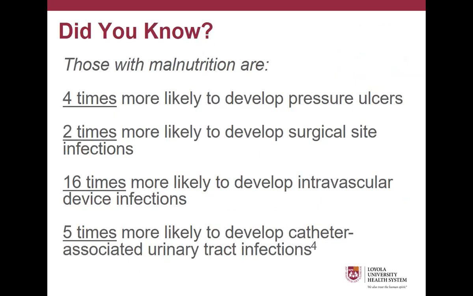And then again, talking about wounds and infections, which are a big thing we want to prevent in our patients: those with malnutrition are 4 times more likely to develop pressure ulcers, 2 times more likely to develop surgical site infections, 16 times more likely to develop intravascular device infections, and 5 times more likely to develop catheter-associated UTIs.